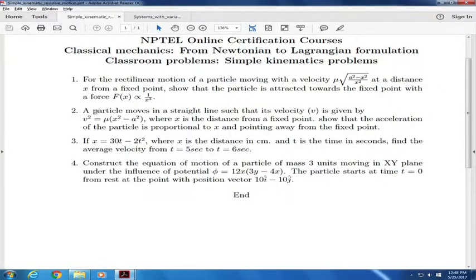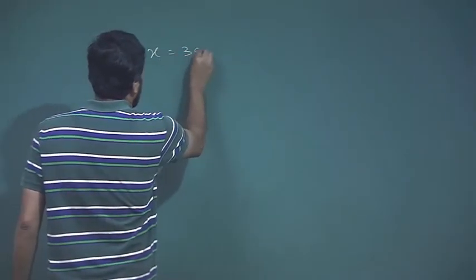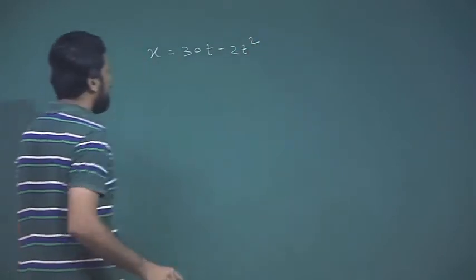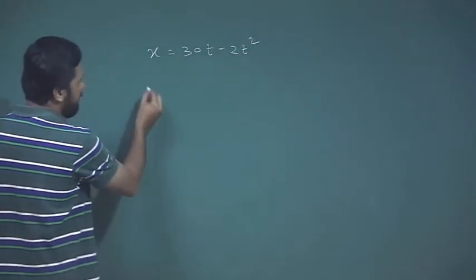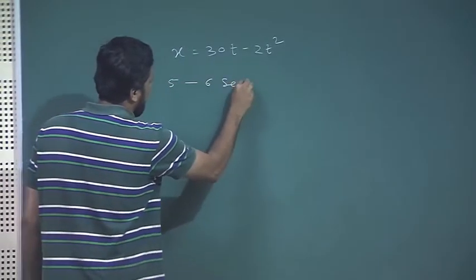So, I will start by showing you a repeat problem which we did in the last class. Actually, while doing this particular problem on the board, I made a small mistake, so I will just correct it first. The description of the problem is x equal to 30t minus 2t square, and we have to calculate the average speed between 5 and 6 seconds.